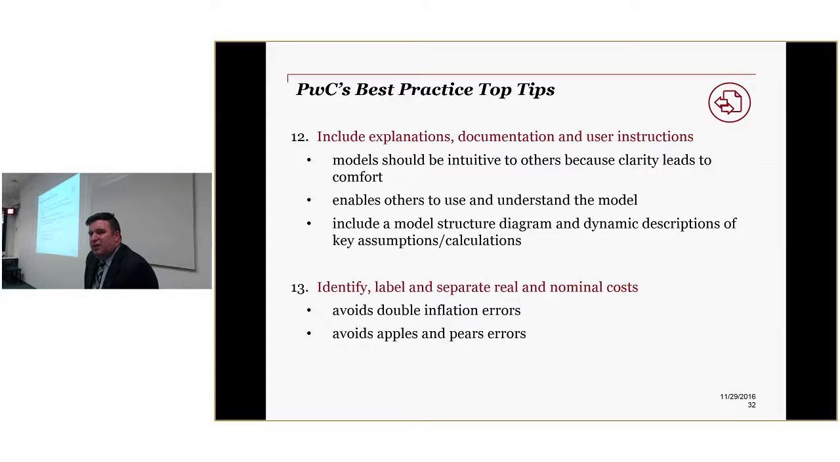The third one: identify, label, and separate real and nominal costs. Does anyone know the distinction between a real and a nominal cost? Adjusted for inflation. Okay. So a real input has no inflation in it, and a nominal amount will have some sort of cost escalation, revenue growth, baked into price. One way I was told to remember it was nominal has more letters, so that's the biggest one. That's the one with inflation in it, but real is there. So it avoids double inflation errors or apples and pears type comparisons. They can be quite problematic there.